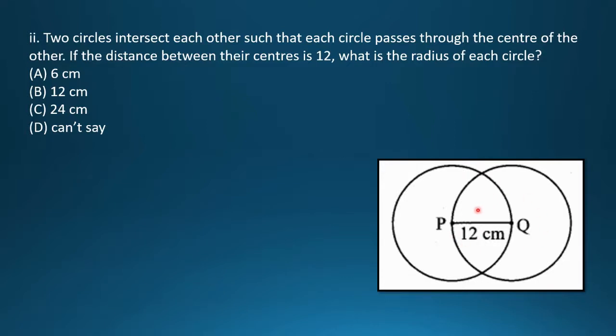If you look at the diagram carefully, PQ will be the radius of the first circle. Similarly, PQ will be the radius of the second circle. So from the following options, option B will be the correct one.